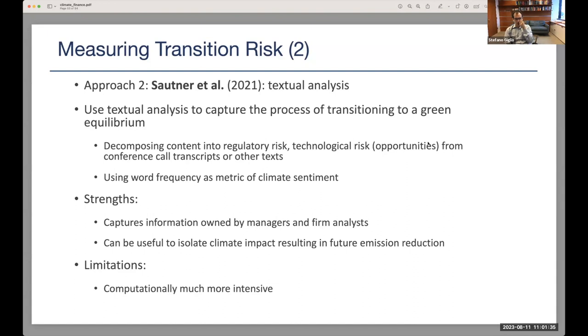And so they use word frequency and machine learning methods to extract some measure of risk exposure at the individual firm level, and they also check the pricing of this. Okay, which of course gives you more nuanced answers, right? It's potentially even more manipulable by firms because they can actually control the narrative, right? But it has the advantage that it's more nuanced than just pure carbon emissions.